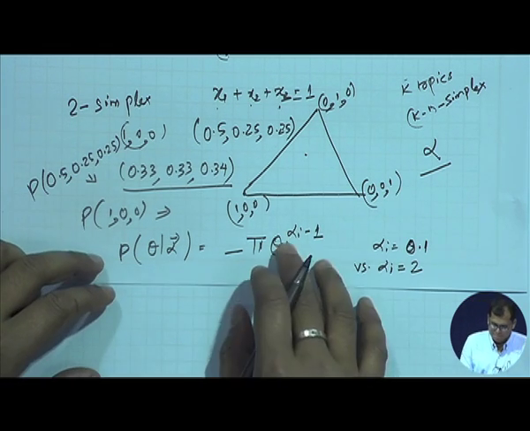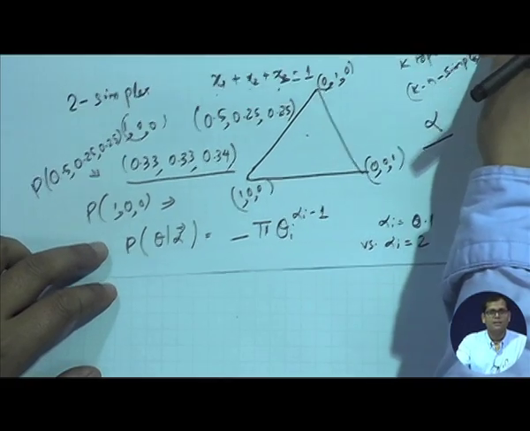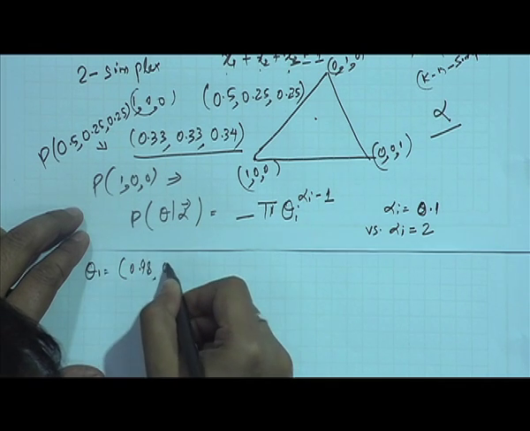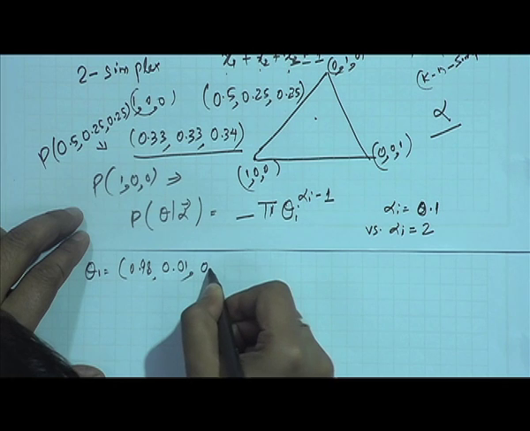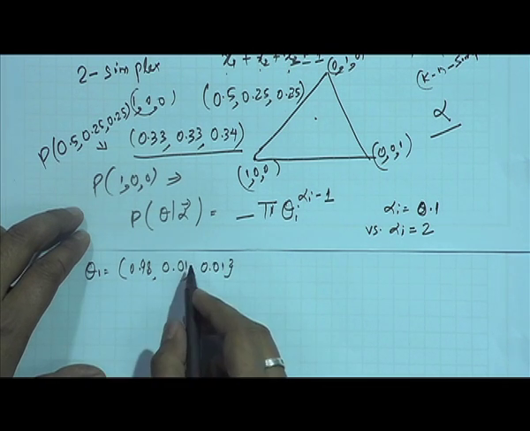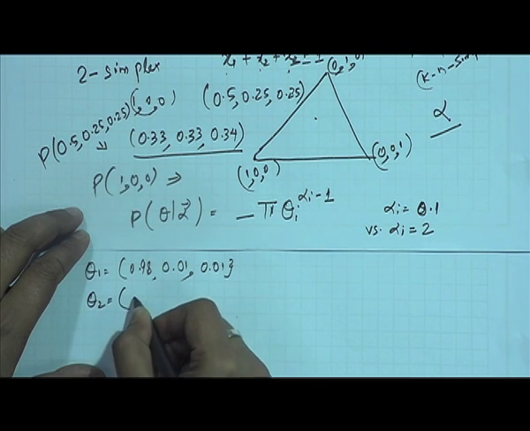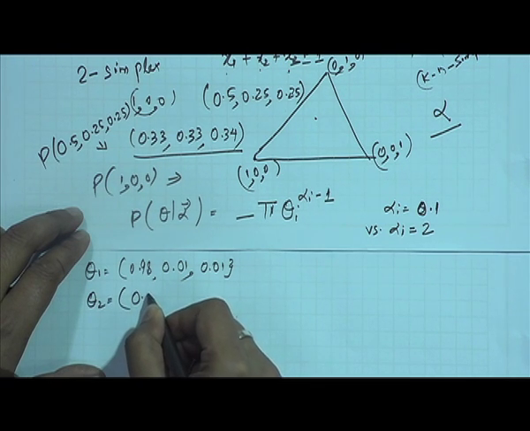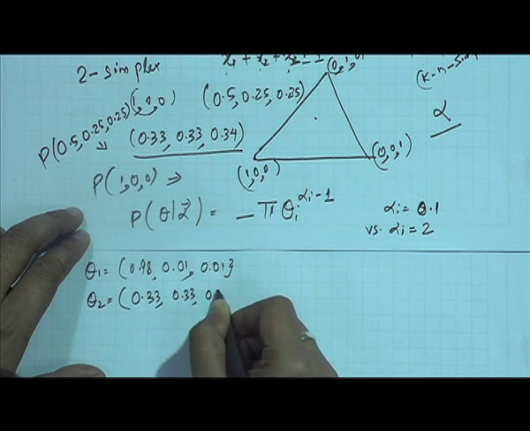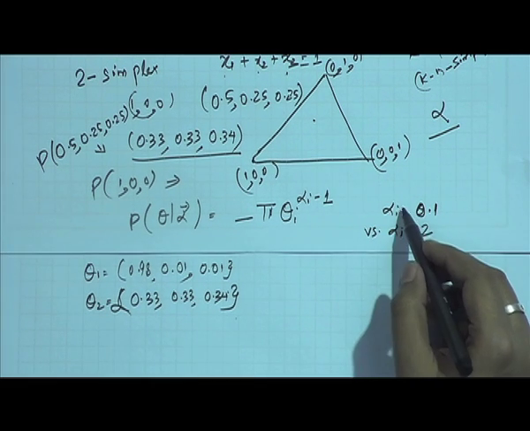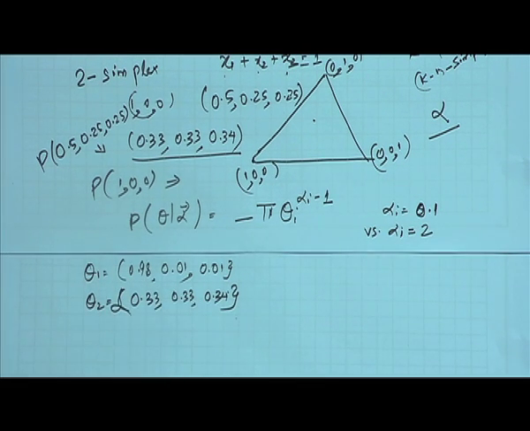And let us say I look at two different thetas. My theta 1 is 0.98, 0.01, 0.01. One topic has a high probability, others have roughly 0. And theta 2 is, say, 0.33, 0.33, 0.34. And now you can see what kind of alpha will prefer one theta over another.